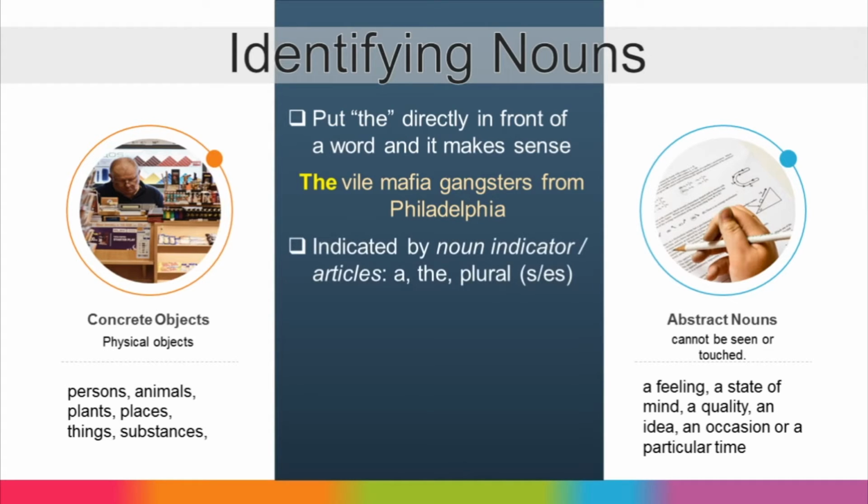The second way to identify nouns is using the noun indicators or articles. These are a, the, and the plural s. Now you see the word gangsters there has an s at the end of it. We would know that this word is a noun. Also the word the here is one of the articles.